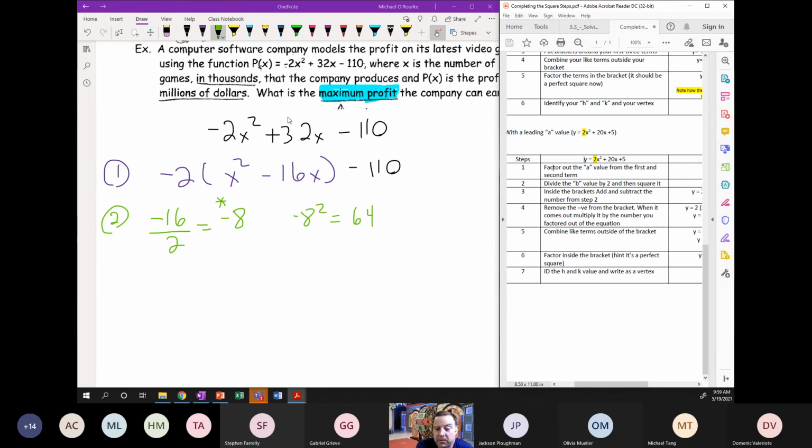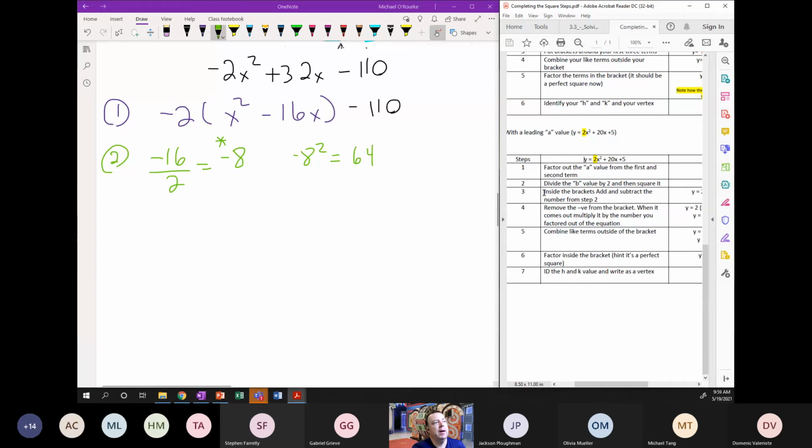Now, if you know how to complete the square, go ahead and finish this, and then double check your answer against mine. Now, step 3, inside the bracket, add and subtract the number from step 2. So I have -2, bracket x squared minus 16x. Then I'm going to add and subtract that number, so that's 64. So I'm going to add 64 and minus 64 from it.